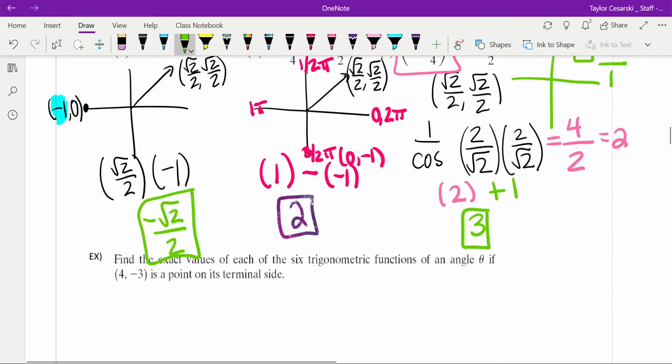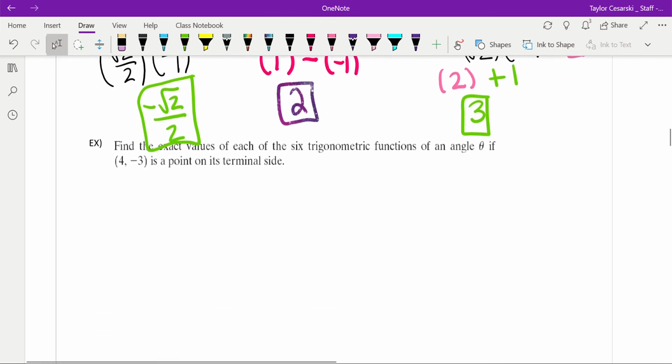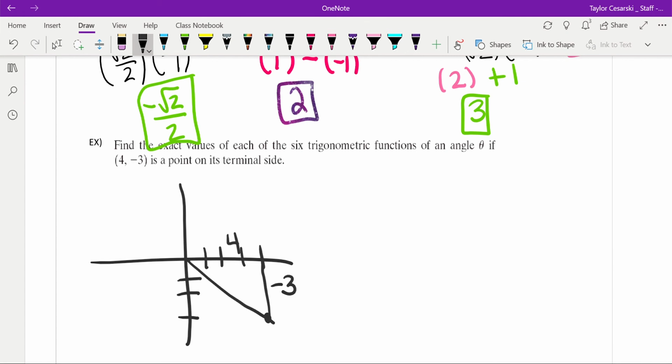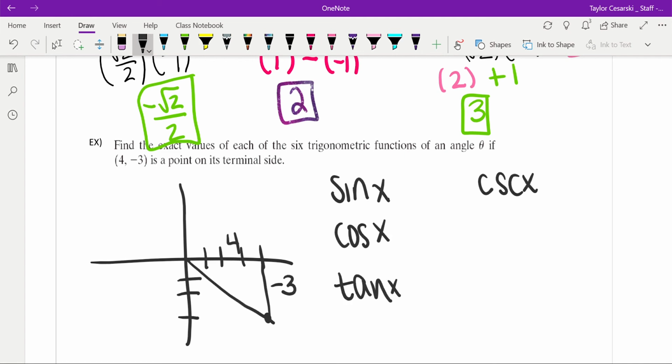All right, last example. It's very similar to the one we did on the previous page. So very first thing we're going to do is draw kind of a coordinate plane. It says 4, -3. So 4, -3. So we need to find all 6 functions: sine of x, cosine of x, tangent of x, cosecant of x, secant of x, and cotangent of x.